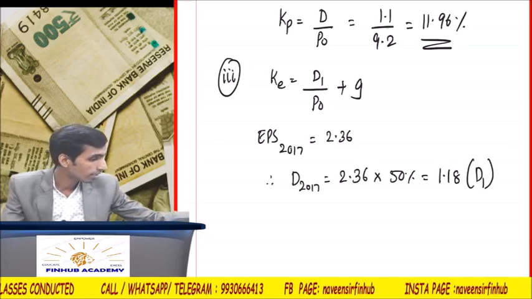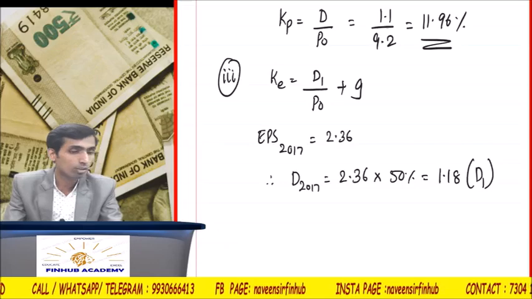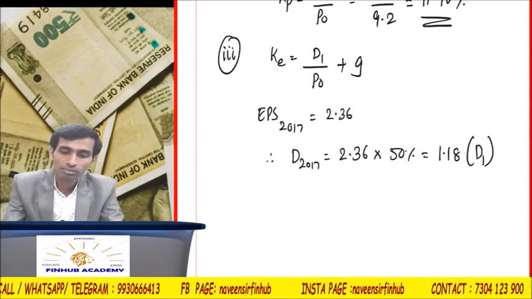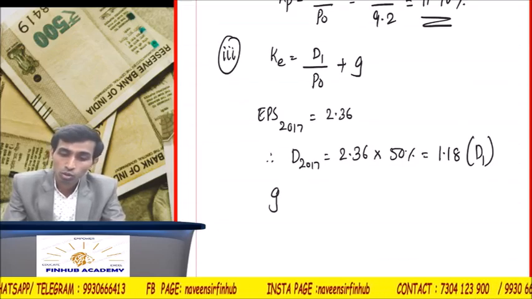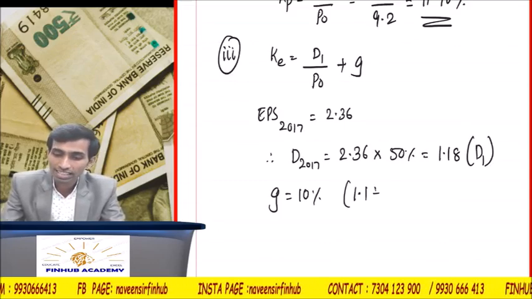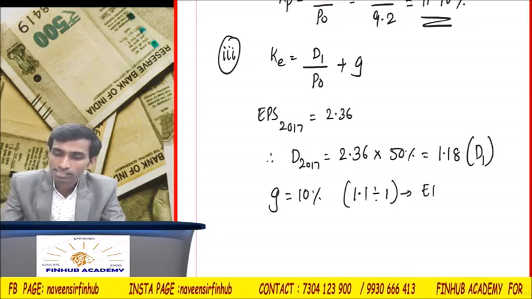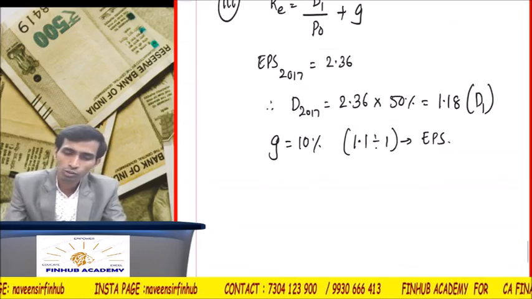I couldn't find it. Yes, below, the company's share market price is 23.60. Correct. And growth we know is 10%. Okay, growth is equal to 10%. That also I will write. How? 1.1 divided by 1, from EPS. No need to show the working of the growth.